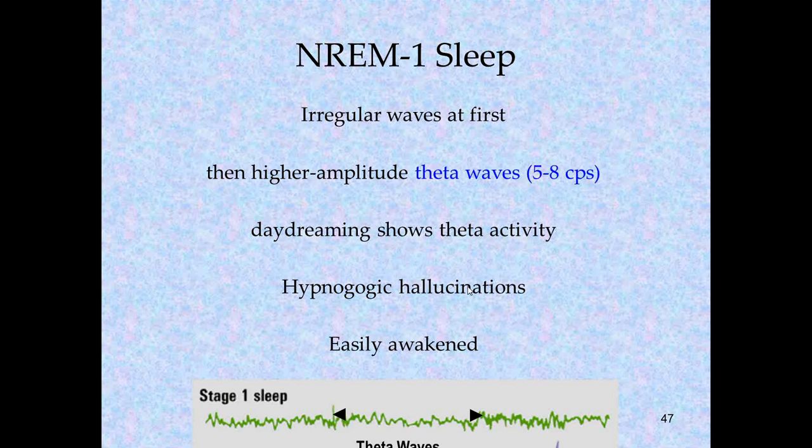Now, once we begin transitioning into sleep, we enter what they call non-REM 1 sleep. And we see irregular brain waves at first, and then we also see the appearance of higher amplitude, higher energy theta waves, which are slower, 5 to 8 cycles per second. Theta waves are also found when people are daydreaming, and if you think about it, the experience of daydreaming and drifting off to sleep is very similar. Our attention drifts from one thing to another, and we become less aware of our surroundings.